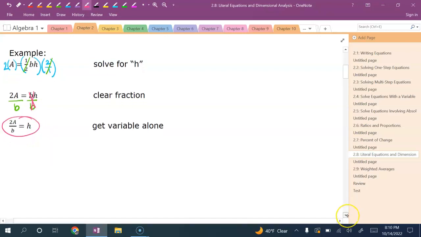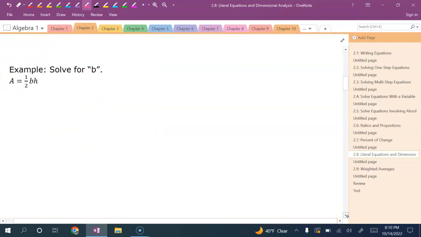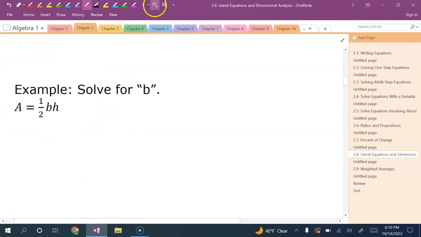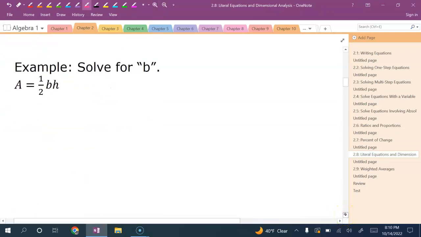So let's practice one here together. Again, this time it's not going to be worked out for us, so I want us to solve this one. Now we're still using the same equation that we did up above, but this time they want us to solve for b instead of solving for h. Now remember, on that last one we wanted to get rid of the fraction first, so we need to do that again. We're going to multiply both sides by 2, or 2 over 1.